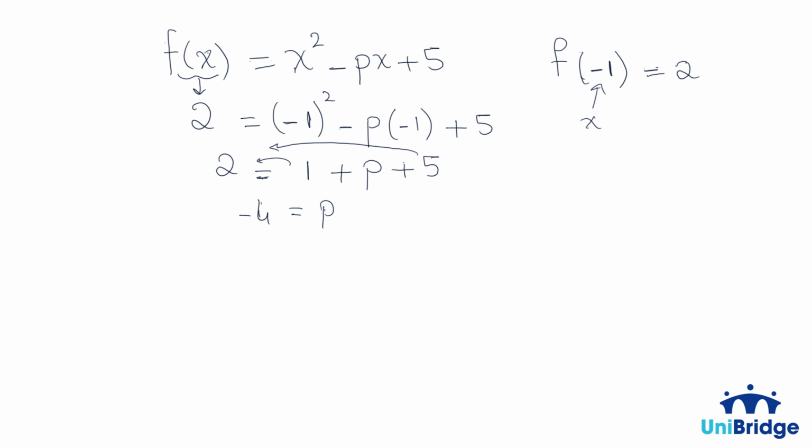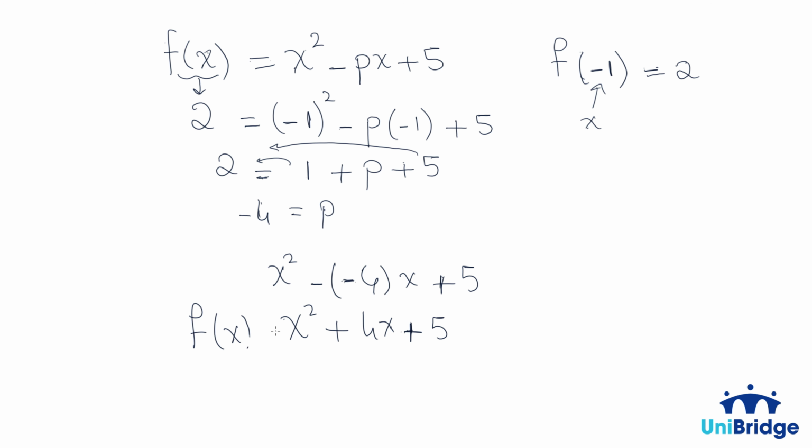Now that you have your p to be negative 4, your function will look like this, x squared minus, but I'll put p to be negative 4. So you're going to have negative 4x, and then you have here plus 5. So the function is going to become x squared plus 4x plus 5. So now if you want to find any value for the function, you can just plug in its corresponding x and you'll find the value of the function. So this is how you find the missing constants of a function.